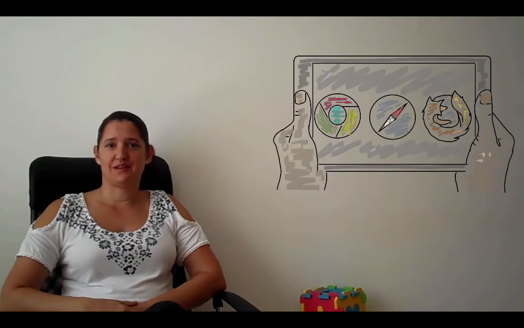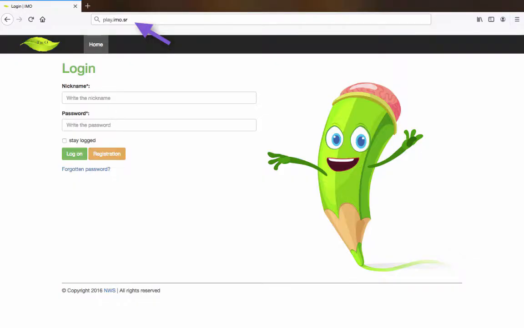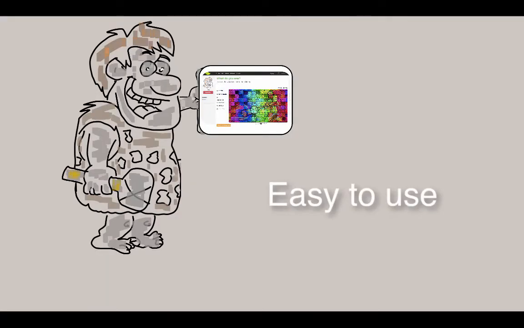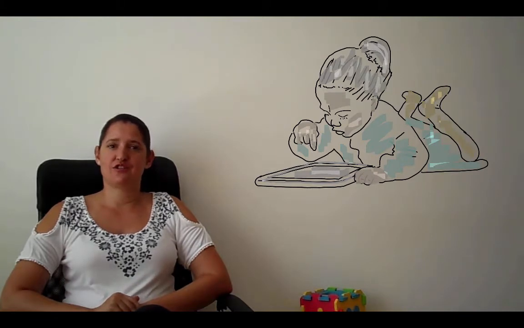All you have to do is have a web browser such as Google Chrome, Mozilla Firefox, Opera, Safari, and others, except from Internet Explorer. You type in a play.imo.sr website, a nickname, a password, and you can work at school or at home 24 hours a day. Easy to use. The program is set, so after training, children will be able to play as well.